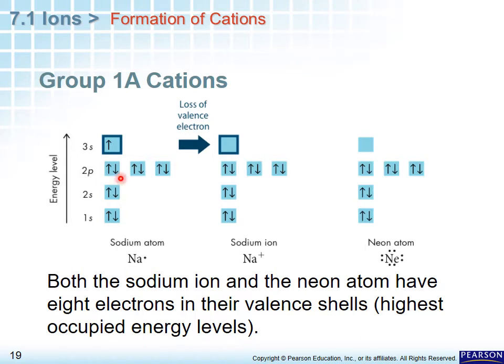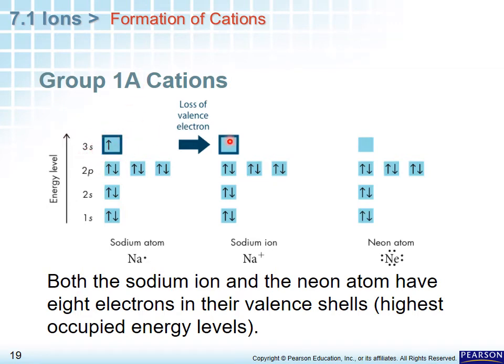You can see this is the sodium atom. We discussed this. 1s2, how many electrons? 2. 2s2, how many electrons? 2. 2p6, how many electrons? 6. And 3s1, how many electrons? 1. So as the energy level increases, we reach the outermost shell. This is called the outermost shell.